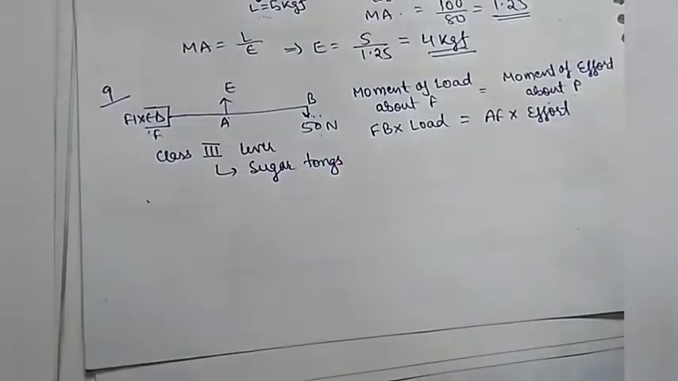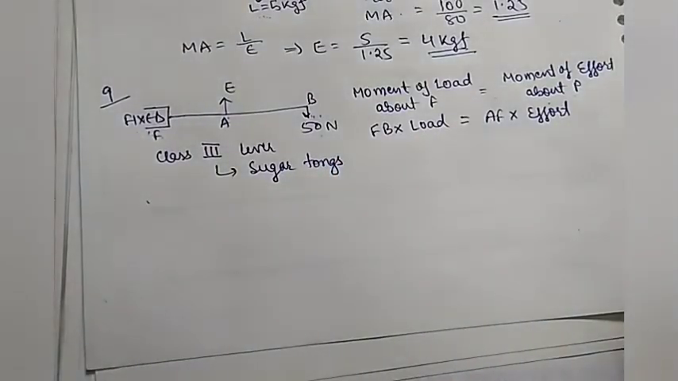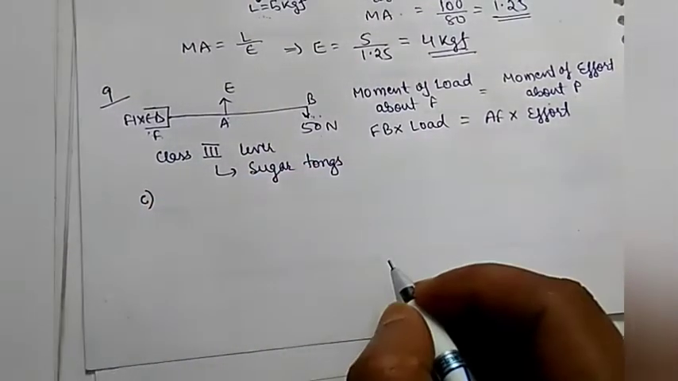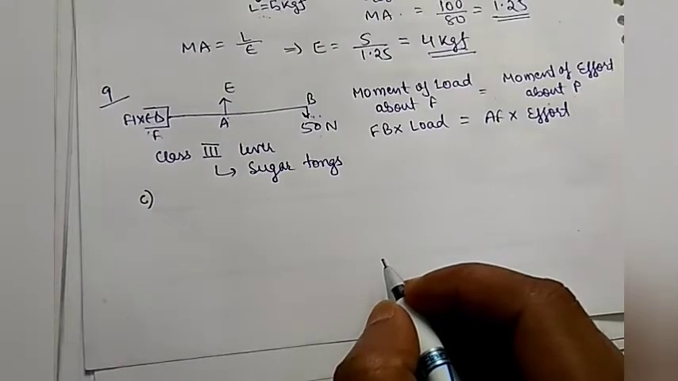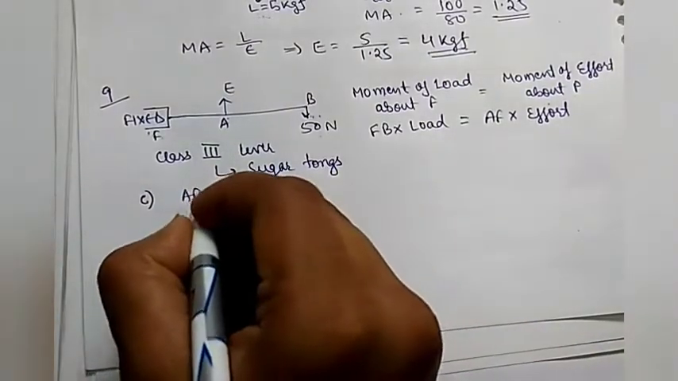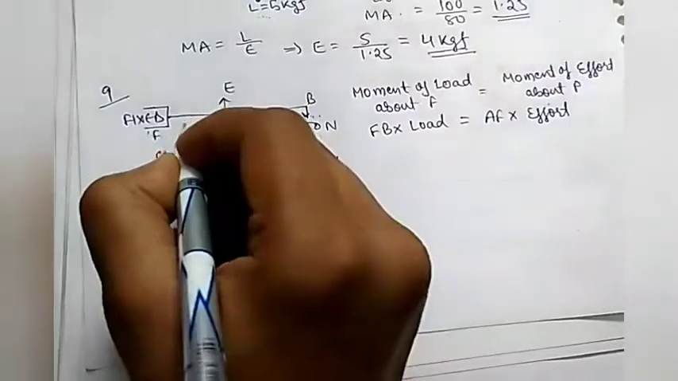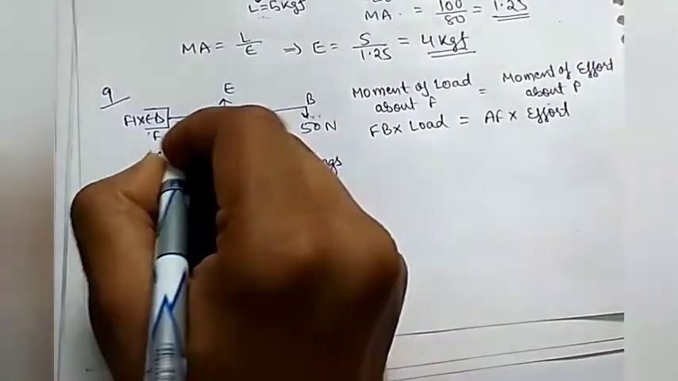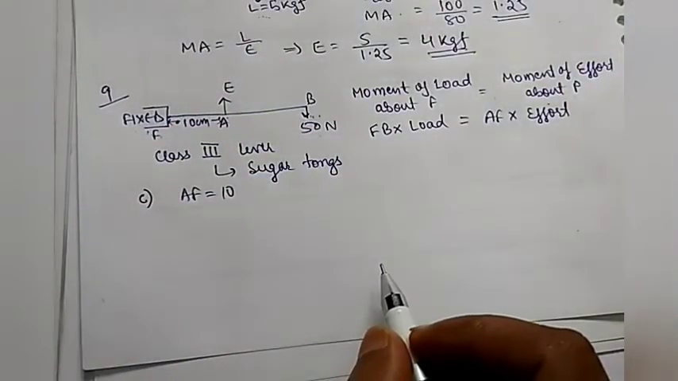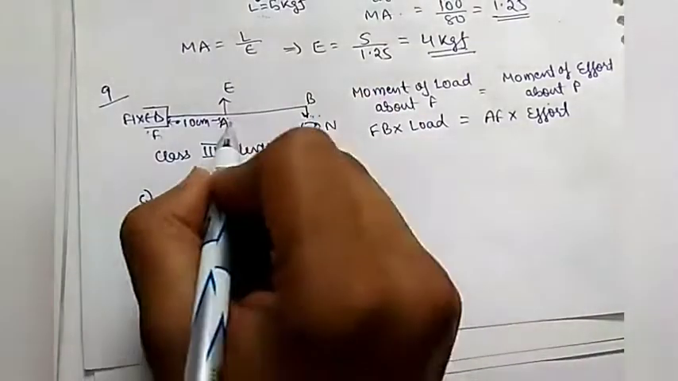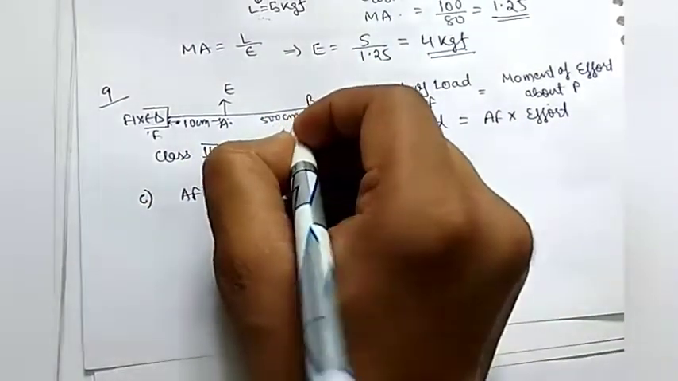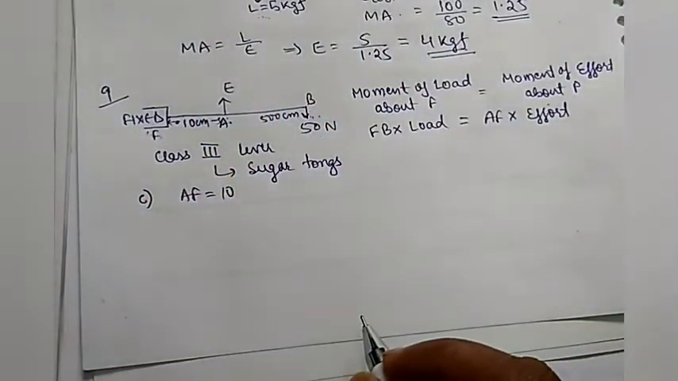Sugar tongs is the example of class 3 lever. Third part is: if AF is equal to 10, AF is equal to 10 means this distance, this is 10. AB is equal to 500, AB means this is 500 centimeter. Calculate the mechanical advantage and the effort.